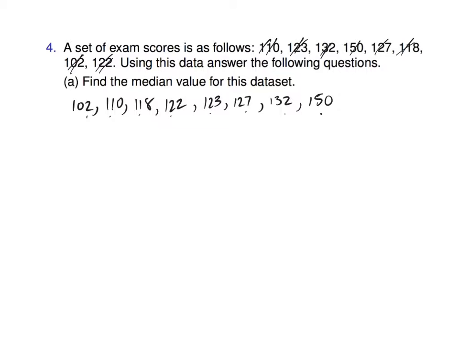Is there a specific middle value for this list? No, you have to take the average of the two middle values. So the median is equal to 122 plus 123 over 2, or 122.5.